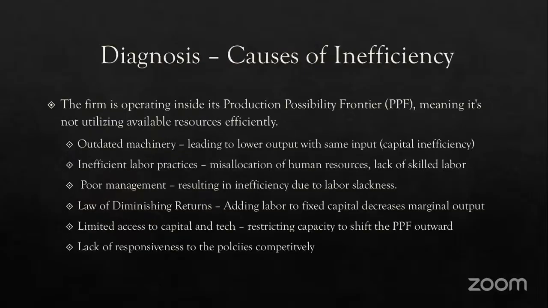So we basically started with the diagnosis to identify what causes the inefficiency of this mid-size manufacturing firm. The first thing is this firm is operating inside the PPF, which means that it is not utilizing the available resources at the moment. So what are the causes for this? This basically comes from the outdated machinery, which leads to low output with the same input, resulting in capital inefficiency. And then the inefficient labor practices, which highlight the misallocation of human resources and lack of skilled labor.